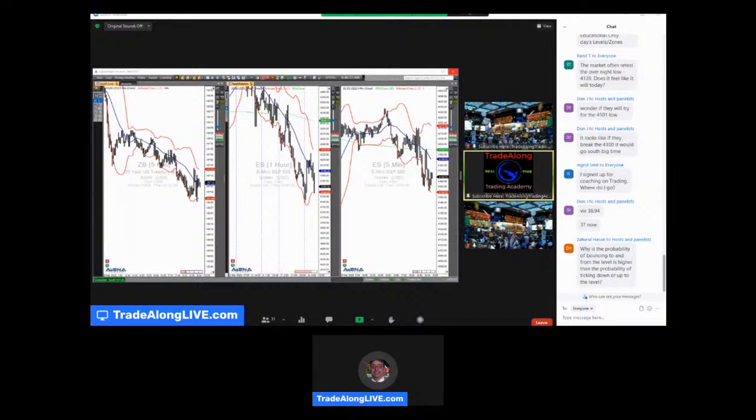Why is the probability of bouncing to and from a level higher than the probability of ticking down or up to a level? There isn't. We're just trying to find the technical areas that will give us those opportunities to bounce. It doesn't mean that they're not going to. I don't know what the probability would have been to tell you that we're going to sell the 95 and then we're going to make new lows.